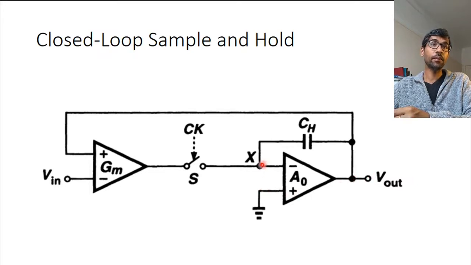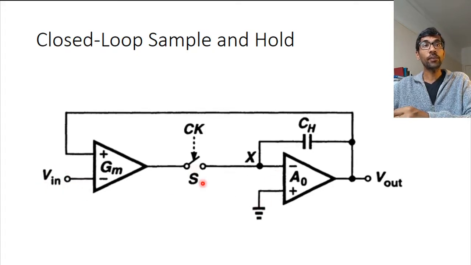At the same time, the voltage at this point here is what? It is ground, right? Because this is connected to ground. So this will be a virtual ground, or this will be at 0 volts. So the voltage across this capacitor is basically the voltage Vin.